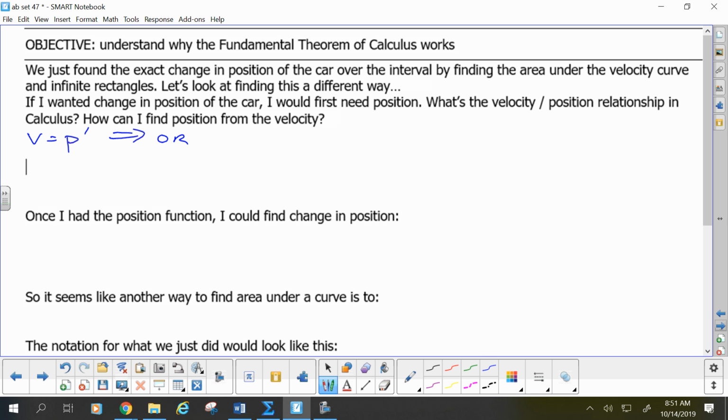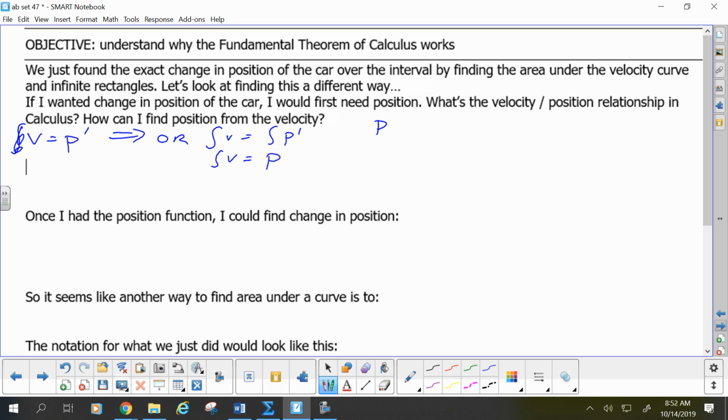Okay? Now, we could take that differently and say, okay, velocity is the derivative of position. I could also say that if I took the antiderivative of both sides, then doesn't that imply the antiderivative of velocity is, what's the antiderivative of the derivative? The original function. So besides saying velocity is the derivative of position, I could also say position is the antiderivative of velocity, right? You agree? Okay. So if I had the velocity function to start with, I could actually get the position function by undoing the derivative, which we do by integrating.